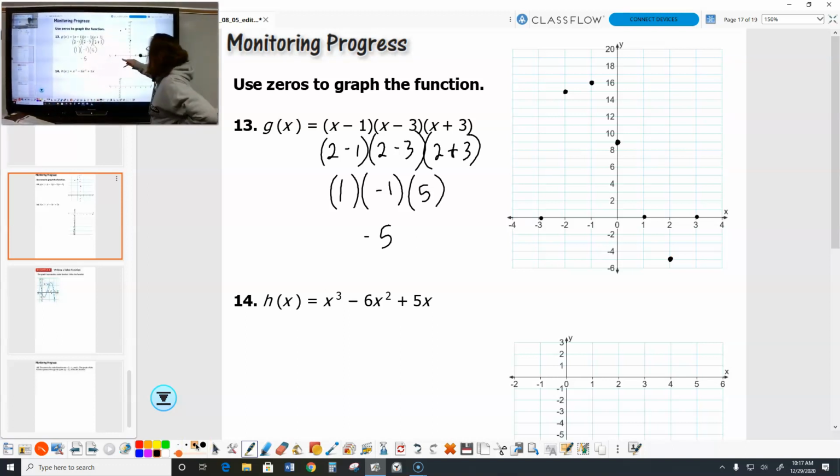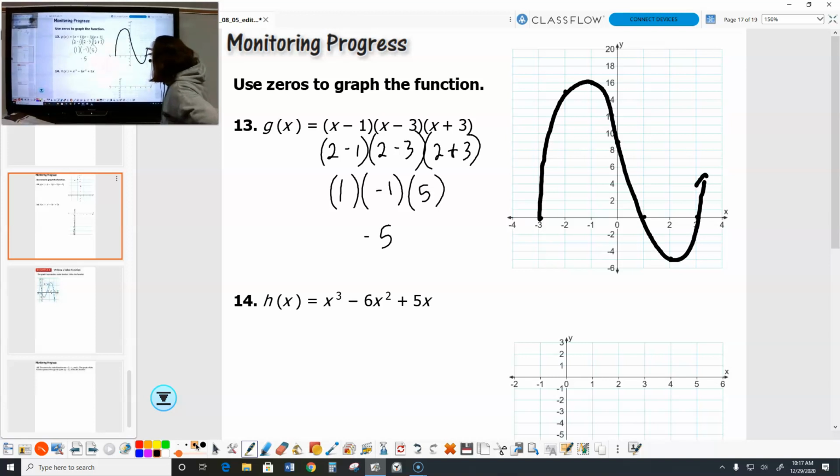Okay, we have enough points to be able to draw our smooth curve, so let's just go ahead and join these points together. So I'm going to go up here like this, and then I'm going to come around down like this, and up like that. And we'll put arrows on it. And voila, that one is done.